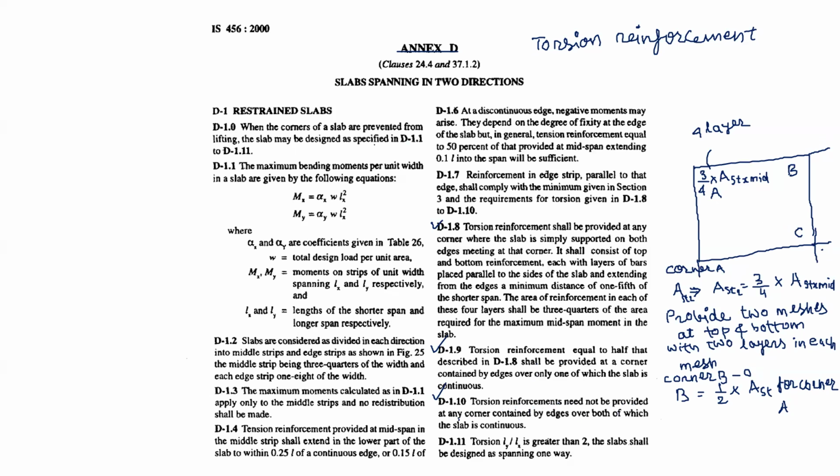Torsion reinforcement need not be provided at any corner contained by edges over both of which the slab is continuous. So corner C, no torsion reinforcement required, and for each one mark. So you can write corner C first, you will get 1 mark, then write corner B 1 mark and 1 mark, that is for corner B. So likewise you will get 3 marks for each.